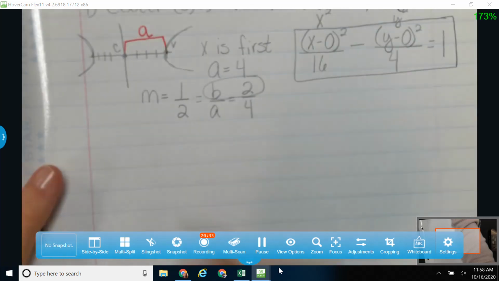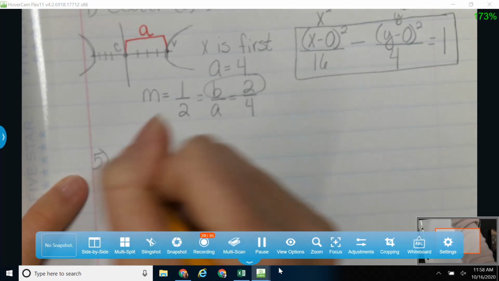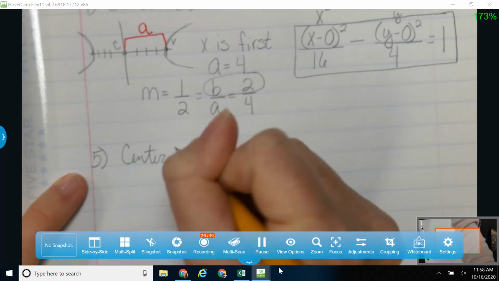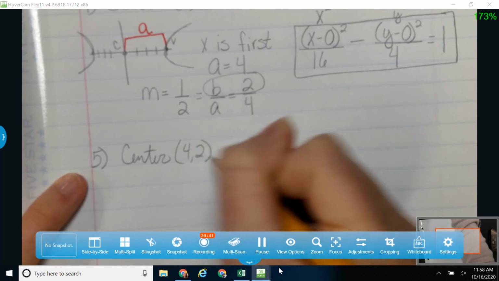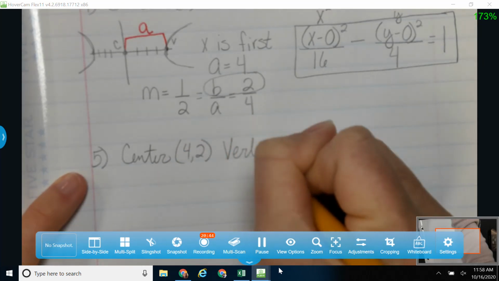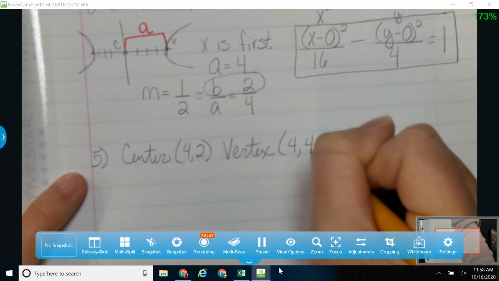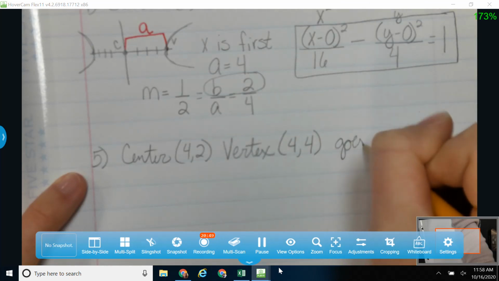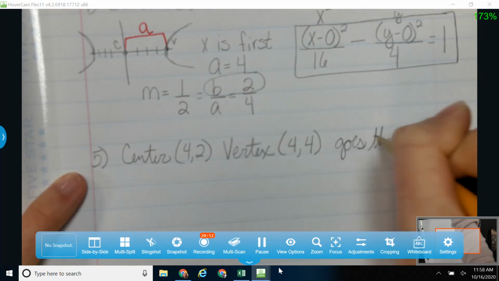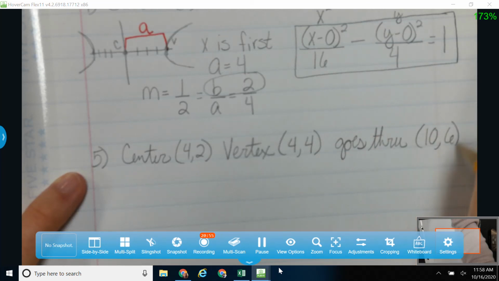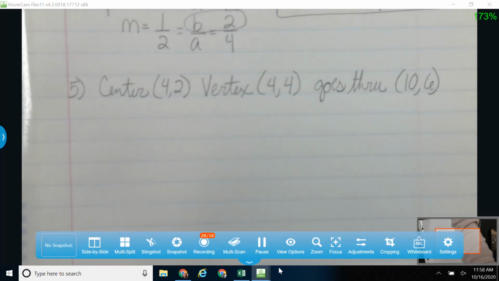Okay, last one. Let's say that I tell you that the center is at 4, 2, and we have one vertex at 4, 4, and this time I'm going to tell you that there's a point that it goes through at 10, 6. We worked one that was similar to this when we did a circle, so you can look back and see that one too.